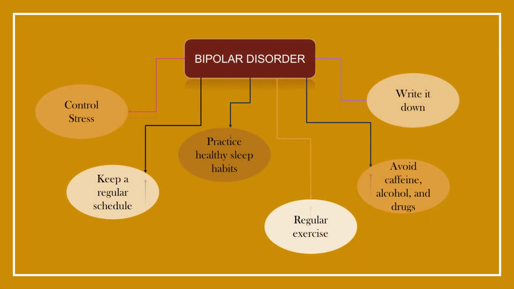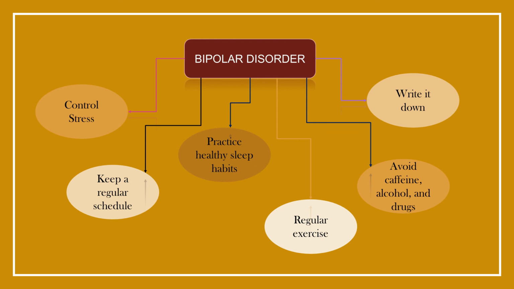How to manage bipolar disorder? One of the ways is to control stress. As stress is a major bipolar trigger, do what you can to simplify your life and relieve stress in your work and personal life. Also, keep a regular schedule. Stick to a routine to help control mood swings, as bipolar people don't do well with lots of changes.